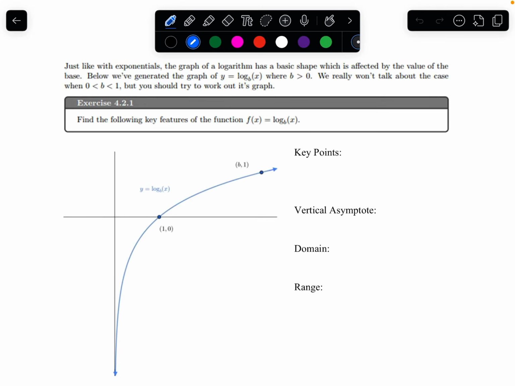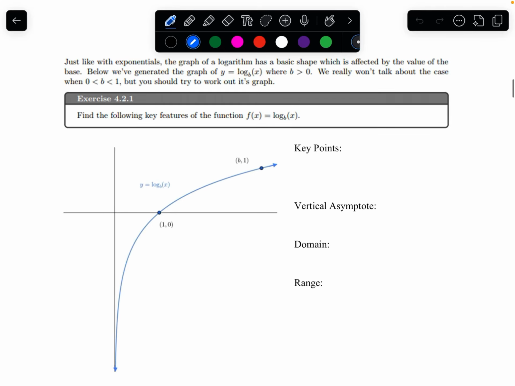Just like with exponentials, the graphs of logarithms have a basic shape, which is affected by our base value. This value right here at the bottom, so log base b of x, where b is going to be a positive number, and we will take on two basic shapes. We see one of them right here. We will create the others. And just like with exponentials, we again have some key points. These are the facts you're going to use to help you graph.